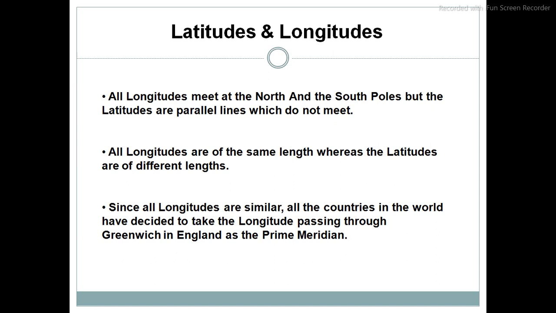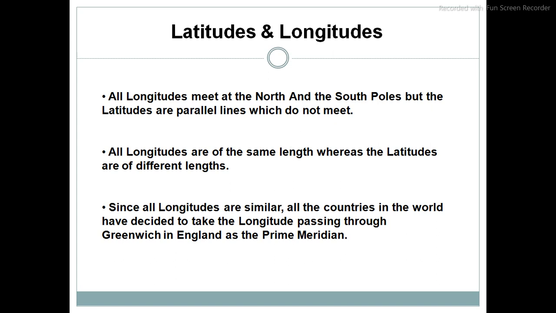Then, all longitudes are of the same length, whereas the latitudes are of different lengths. And the reason why, you know it with the example we had already seen.